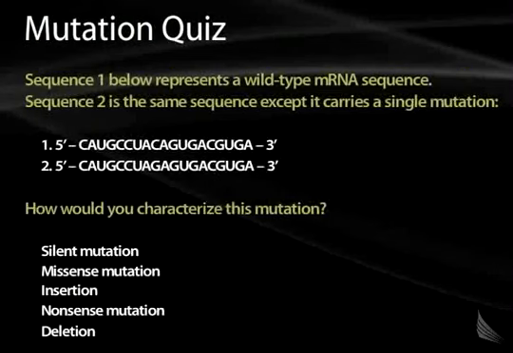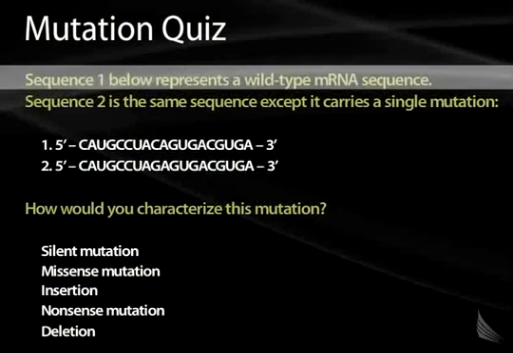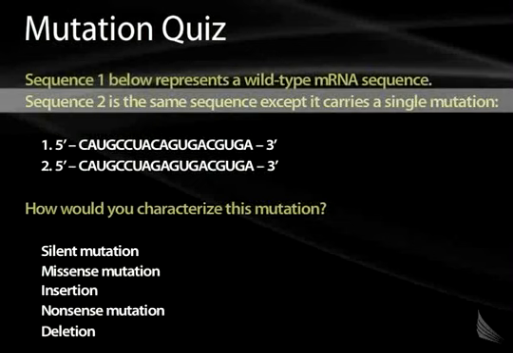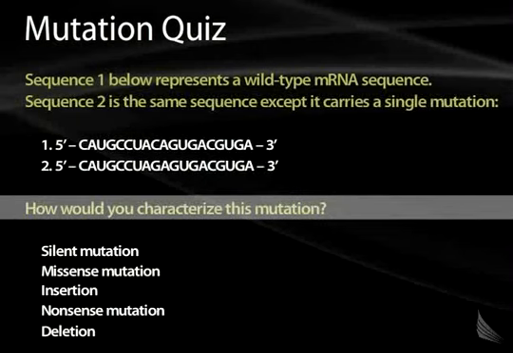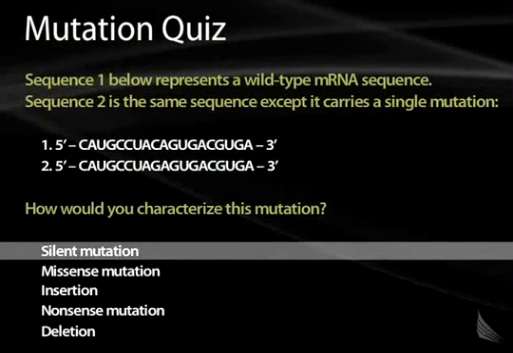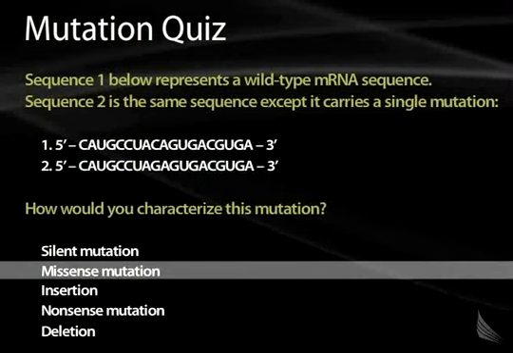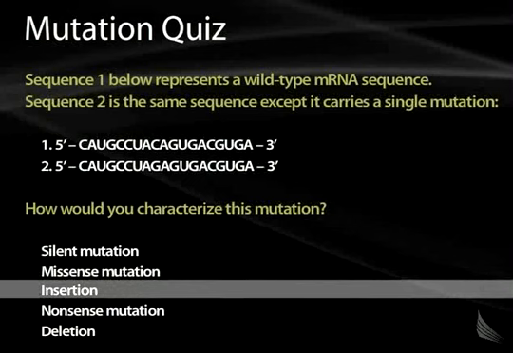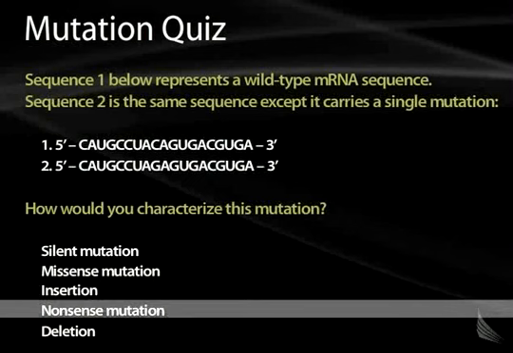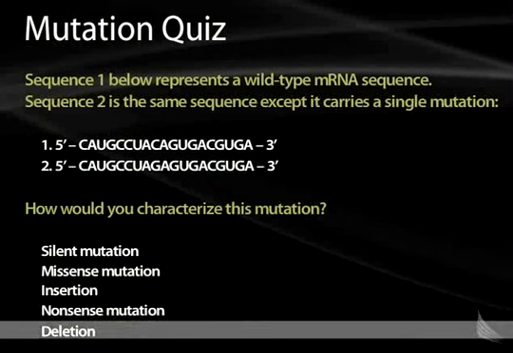So let's do a little quiz on mutations. I have 2 sequences on this slide. Sequence 1 represents the wild-type mRNA sequence that's encoded by some gene. Sequence 2 is the same sequence, except it carries a single mutation. Now you can compare those 2 sequences and see where the mutation is. And then I'd like for you to consider how you would characterize this mutation. Would it be A, a silent mutation, B, a missense mutation, C, an insertion mutation, D, a nonsense mutation, or E, a deletion mutation?